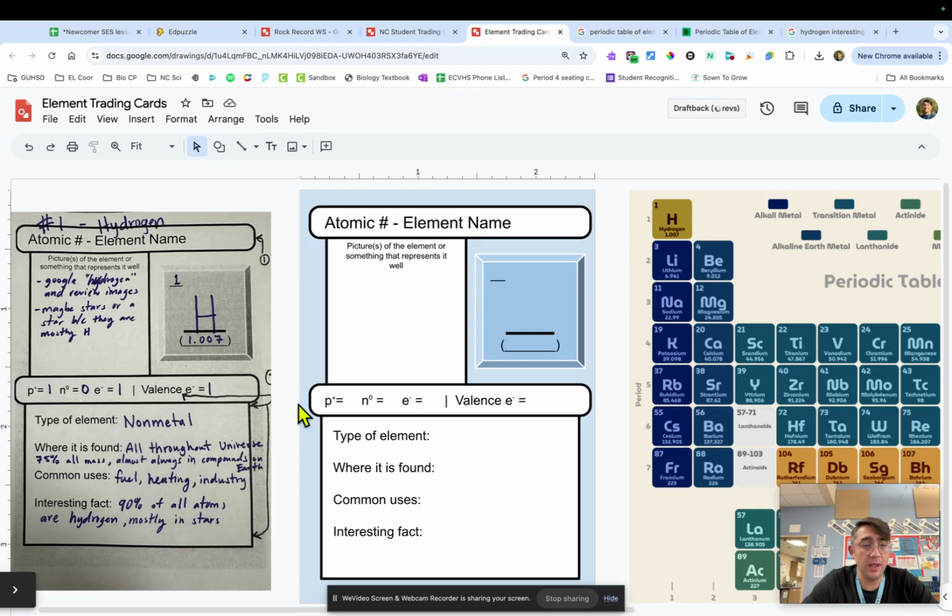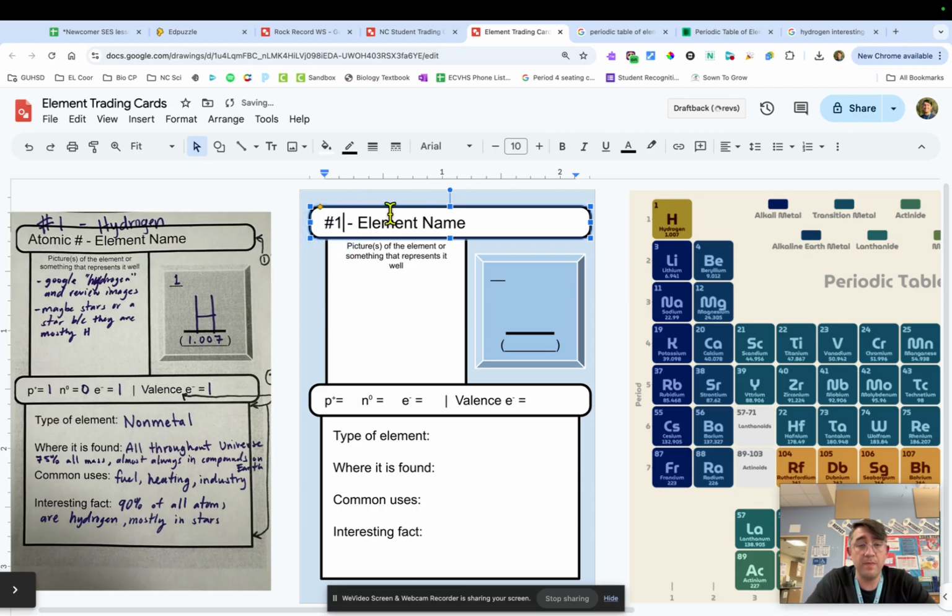All right, everyone. So here on the left-hand side is my planning sheet. I did some research and looked up all the stuff on hydrogen, so that one's mine. Now that I'm on my document for the trading cards, I'm going to replace atomic number with number one. The element name for me is hydrogen. Okay, I'm going to do the pictures later.